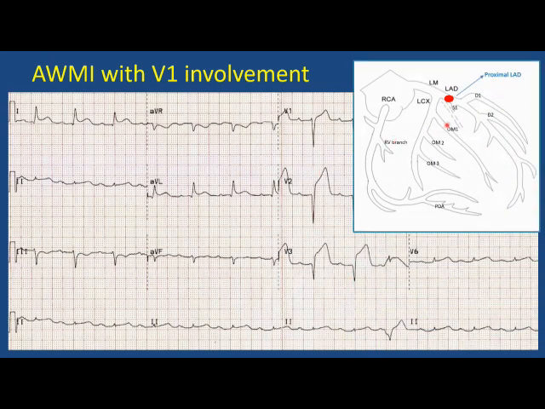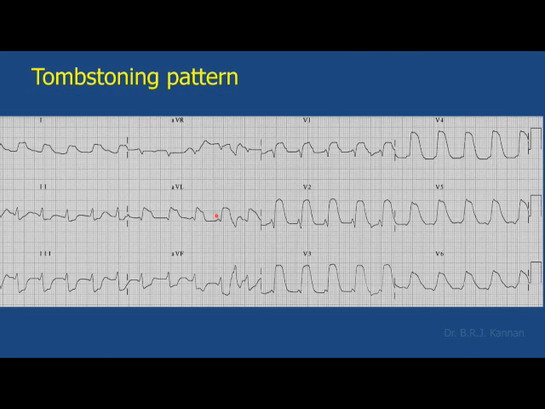And where is the lesion? Here is the lesion. Can you see the lesion here? Here is the lesion. Okay, very proximal. It's the left anterior descending artery. Now this is another example where again there is ST elevation in all these areas, and this is called the tombstoning pattern. It is like a tombstone, right?